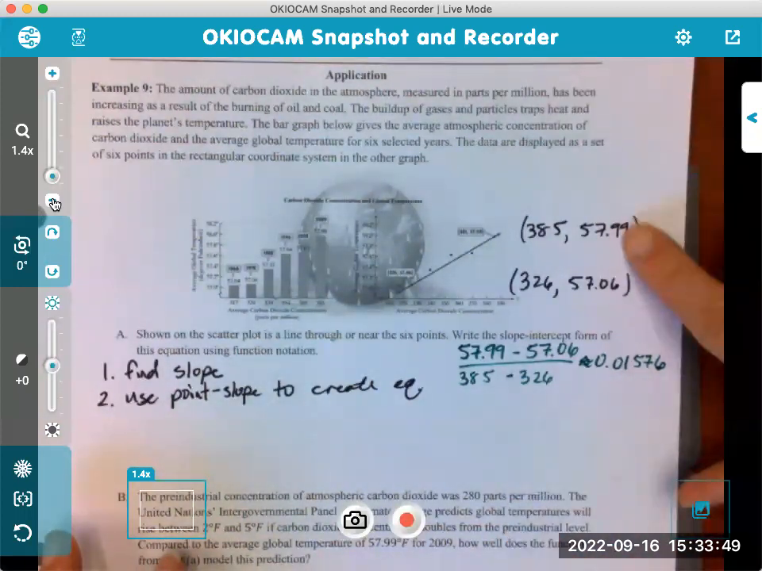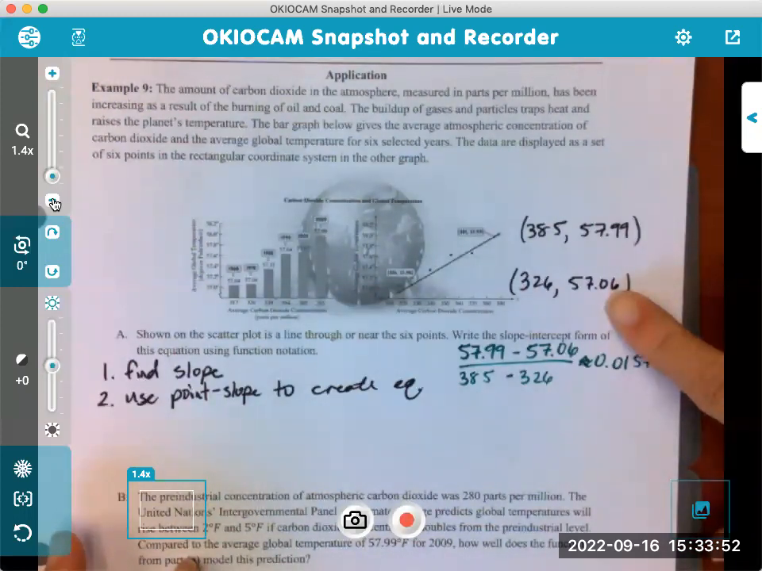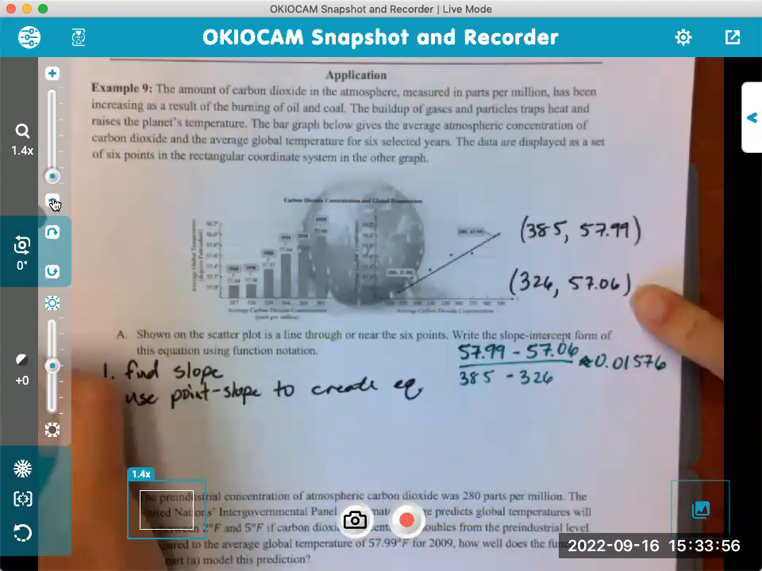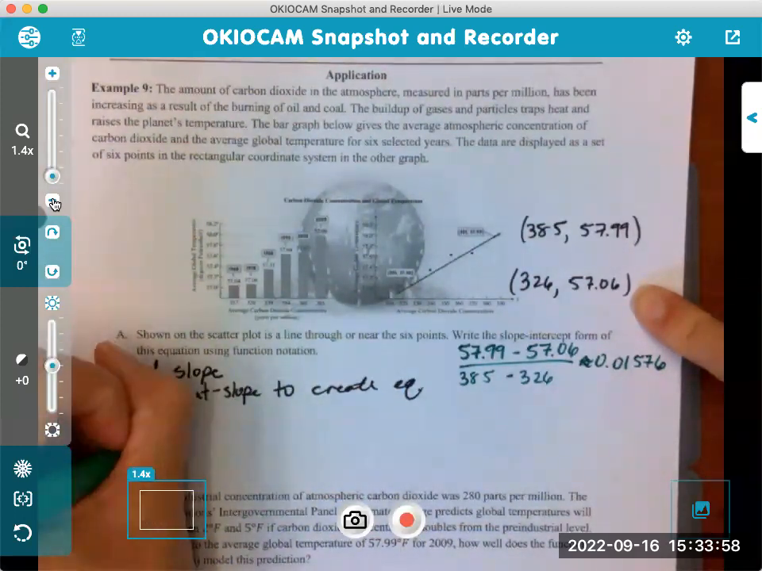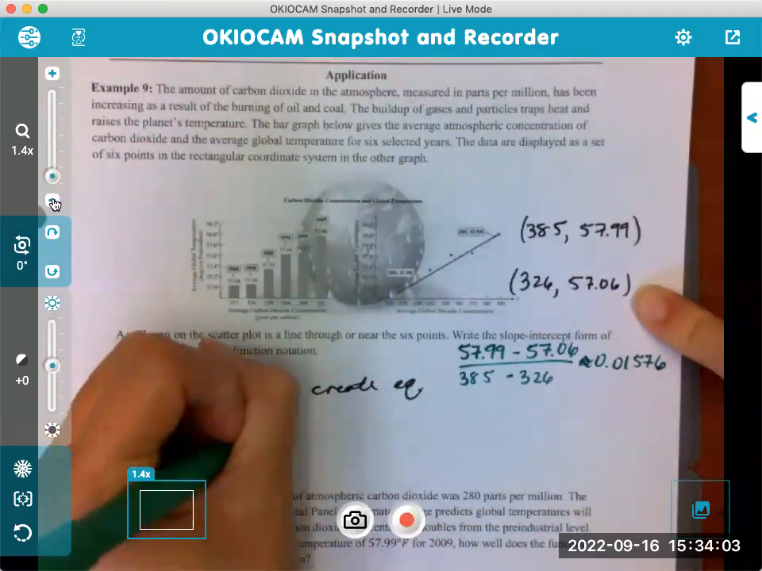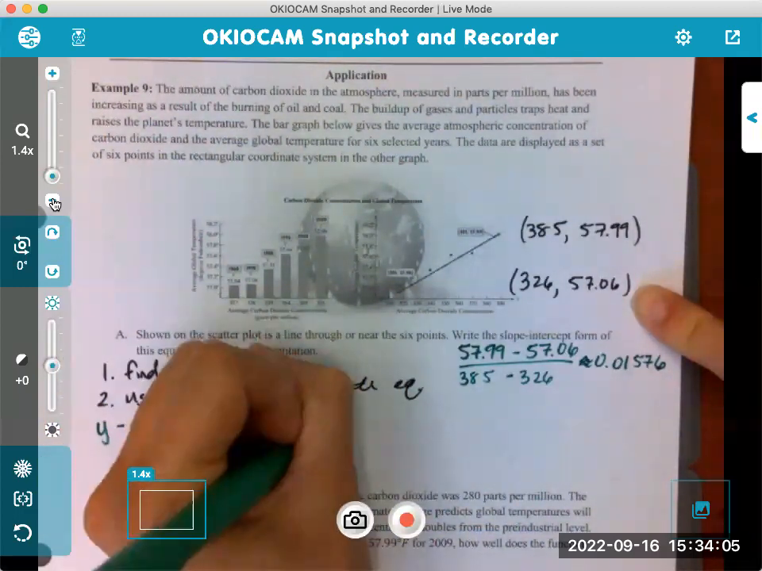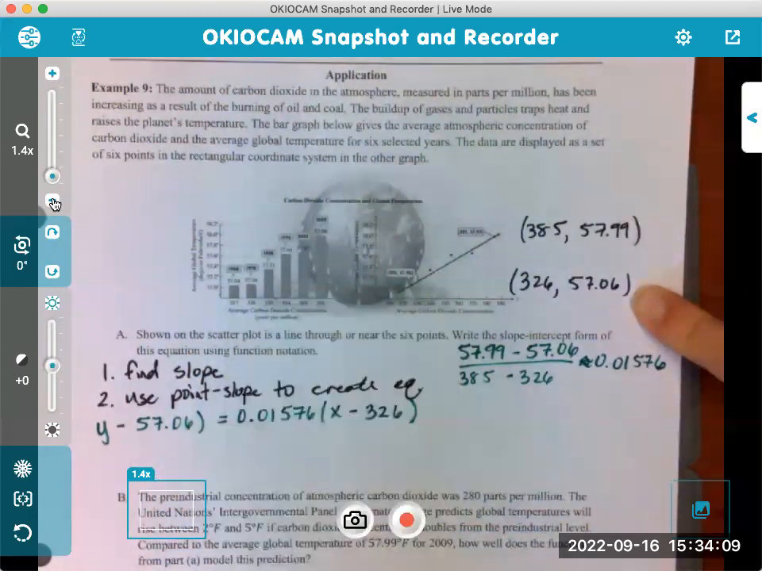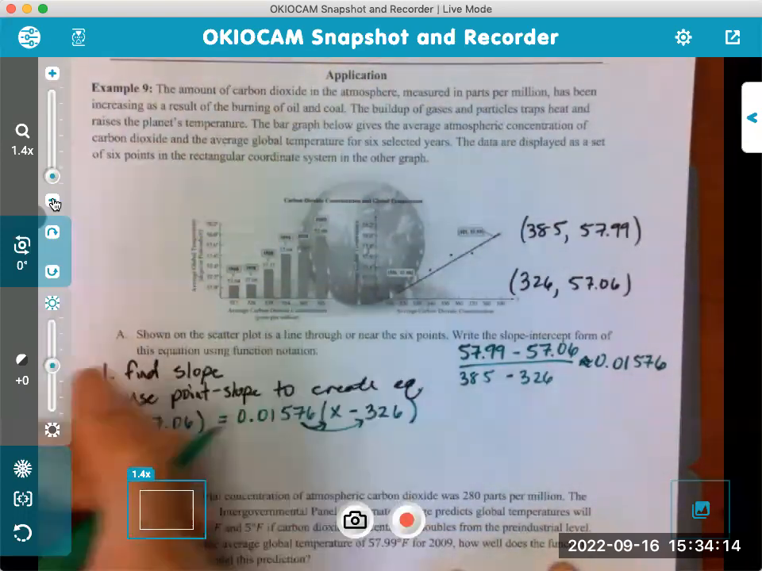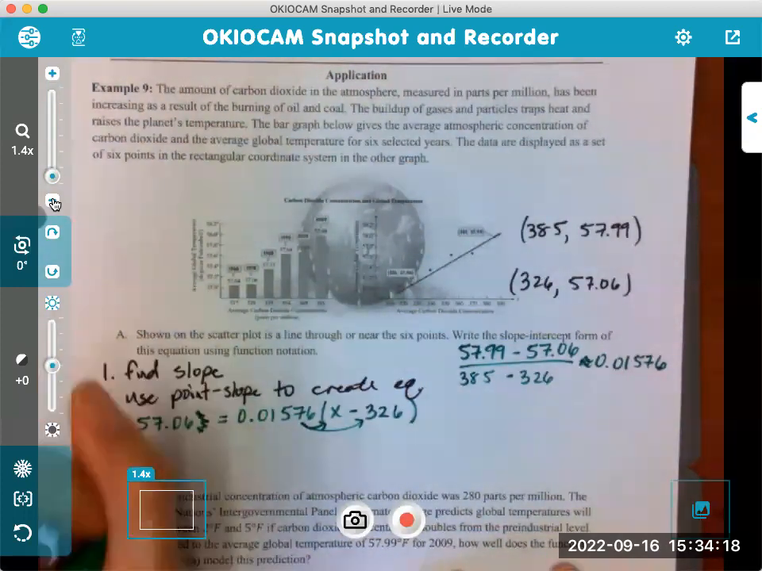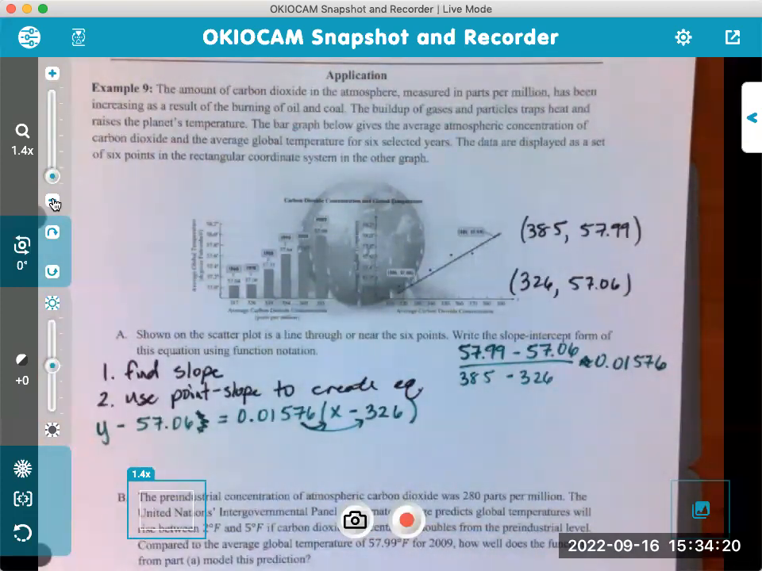Doesn't matter which one, not at all. Let's use the first one. So now y minus 57.06 equals our slope of 0.01576 times x minus x1, which is 326. Now we're just going to distribute, and then add the 57 over. Oh, sorry, I don't need this parenthesis. Went a little crazy there.